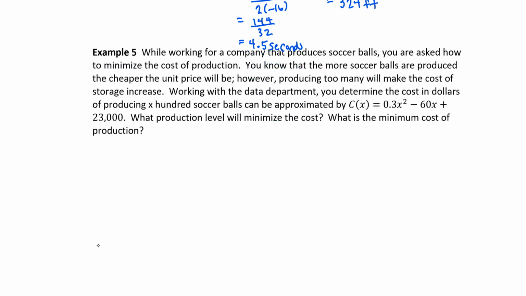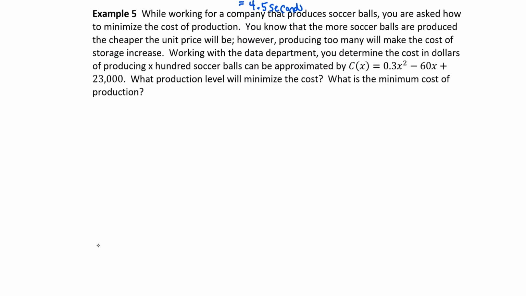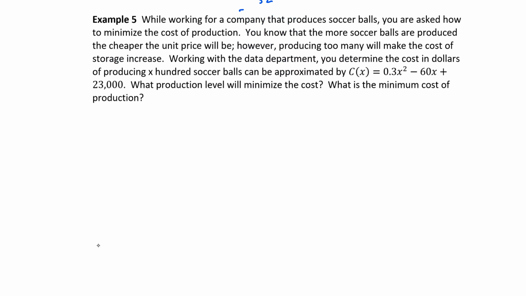Let's try example 5. While working for a company that produces soccer balls, you are asked how to minimize cost of production. You know that the more soccer balls that are produced, the cheaper the unit price will be. However, producing too many will make the cost of storage increase. Working with the data department, you determine the cost in dollars of producing x hundred soccer balls can be approximated by C of x equals 0.3x squared minus 60x plus 23,000. What production level will minimize the cost, and what is the minimum cost of production?